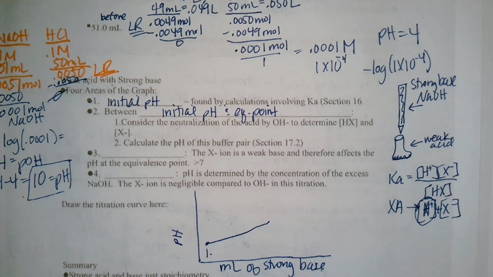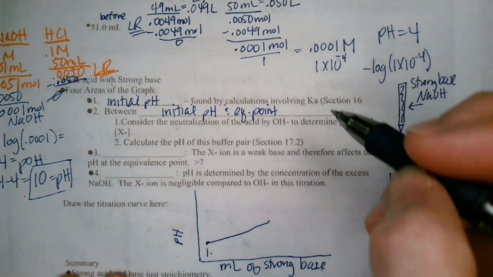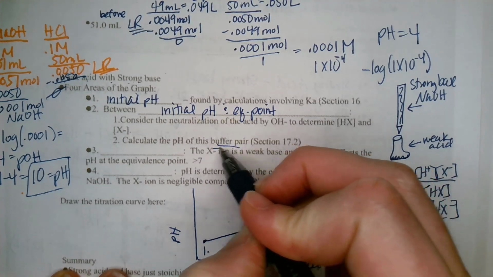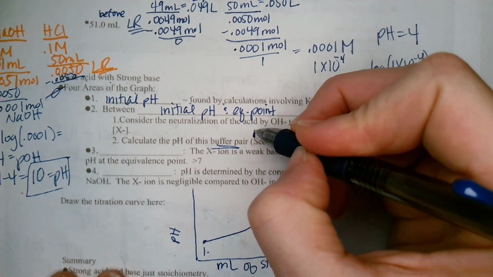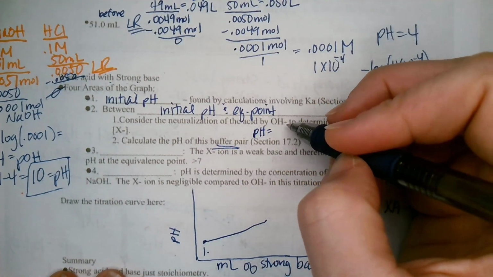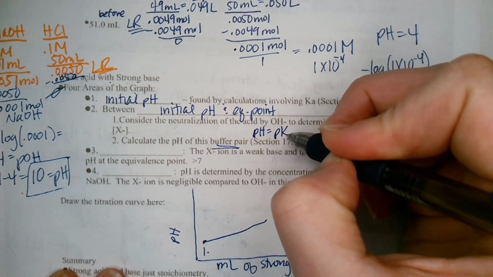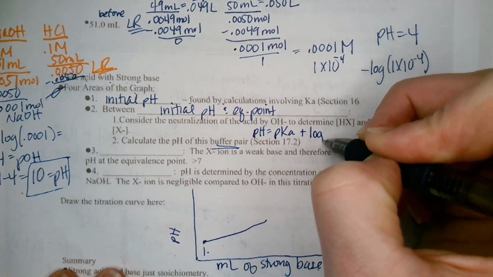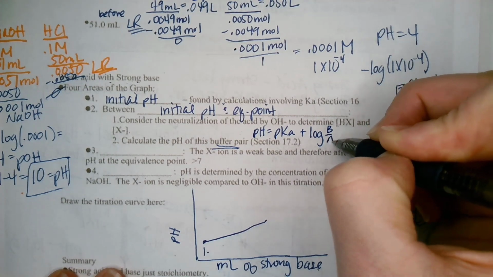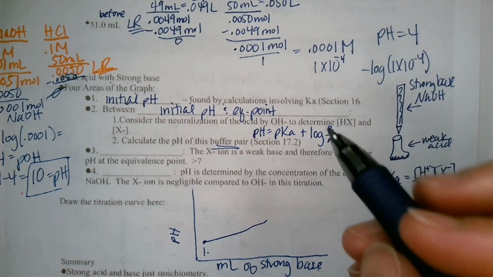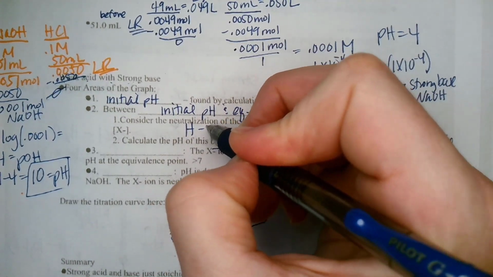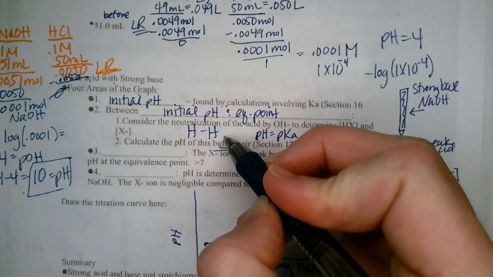So we calculate this as a buffer using the Henderson-Hasselbalch equation. And we recall that pH is equal to pKa plus the log of the ratio of the base over the acid that we're producing. So we just did that. And remember, the pH is equal to the pKa plus the log of the base over the acid. This is our Henderson-Hasselbalch equation.